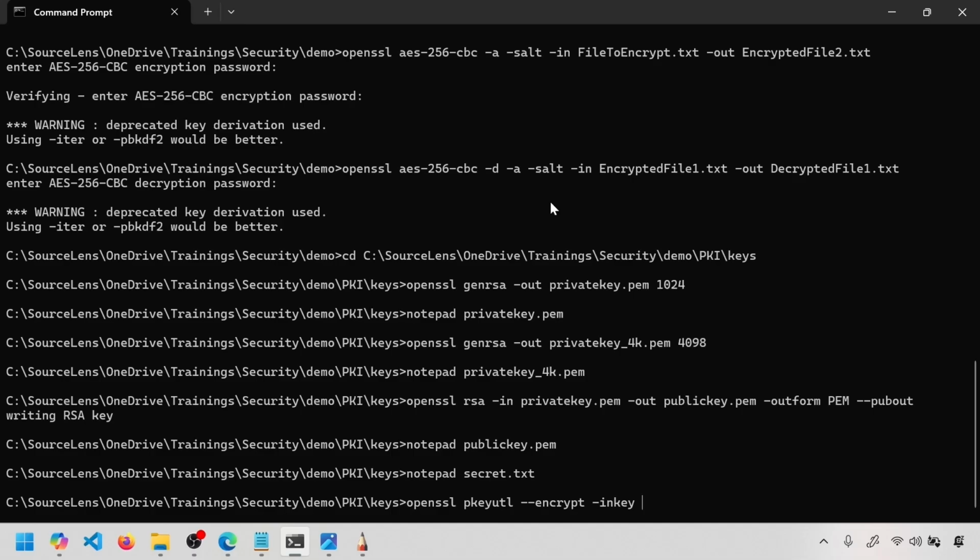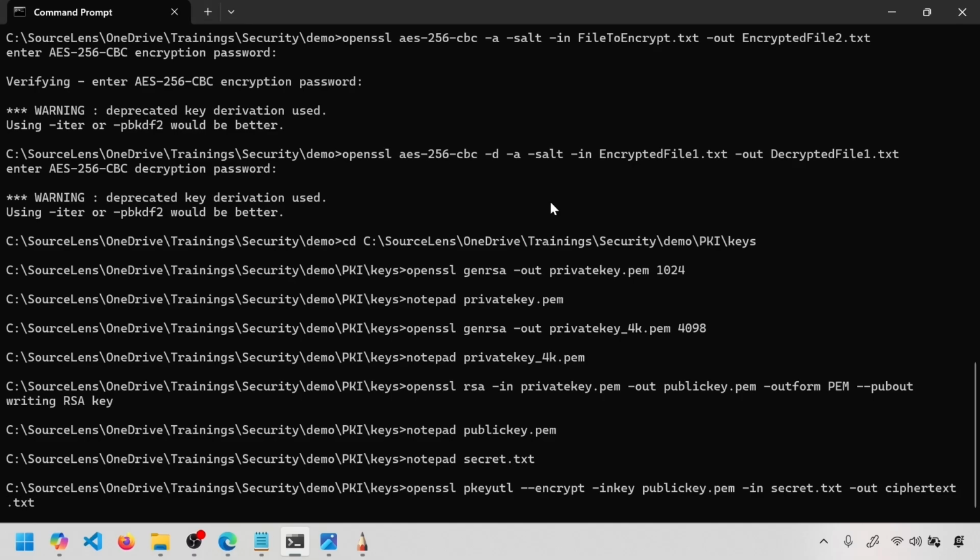The public key. So the public key we are going to use to encrypt, and in is the message we are going to encrypt, secret.txt. That is the message we are going to encrypt, and out, ciphertext.txt. So we need an additional hyphen in all these arguments. There is an additional hyphen here, here, and here. Pay attention to those things if you are doing it by yourself.